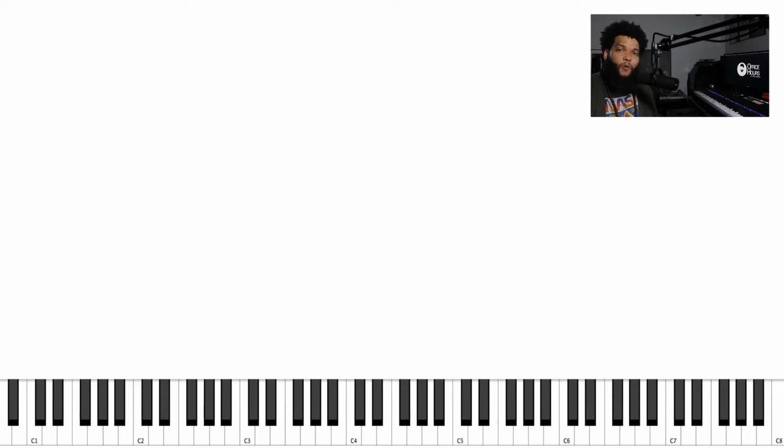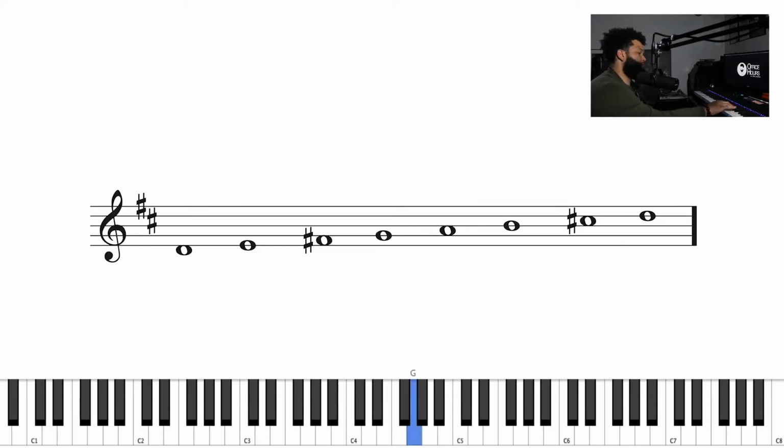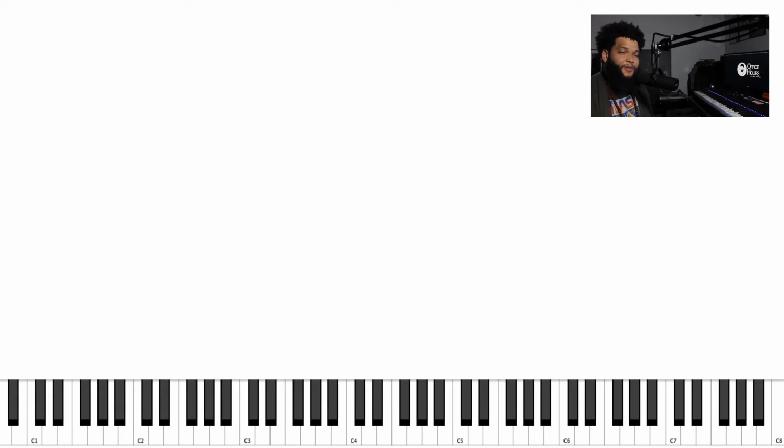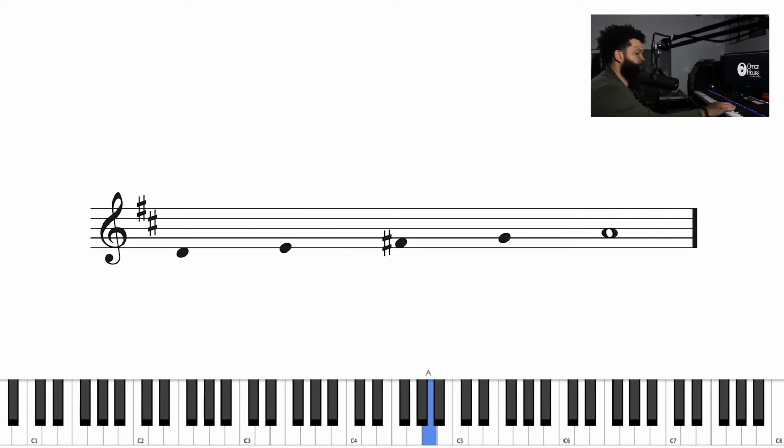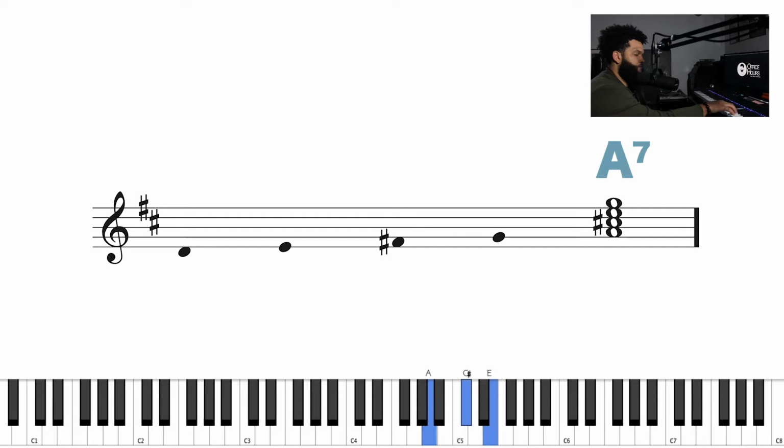us to 2. For a second, let's transport ourselves to the key of D, which is our 2, and we're going to play the D major scale. Let's go to the 5 and play a dominant chord. So as you can see, the 5 of D major is A7.